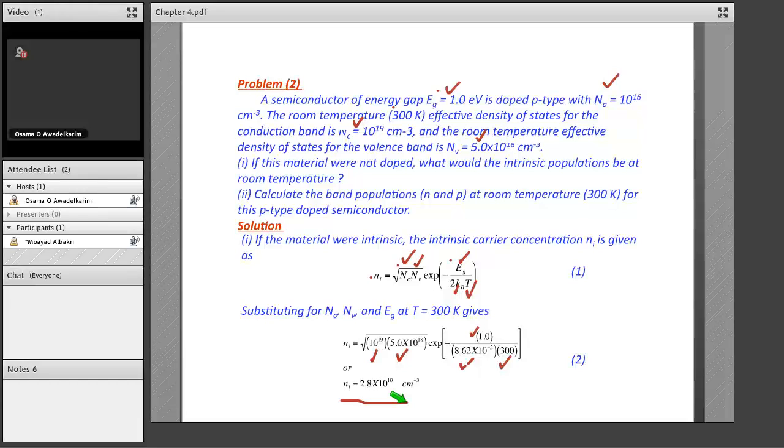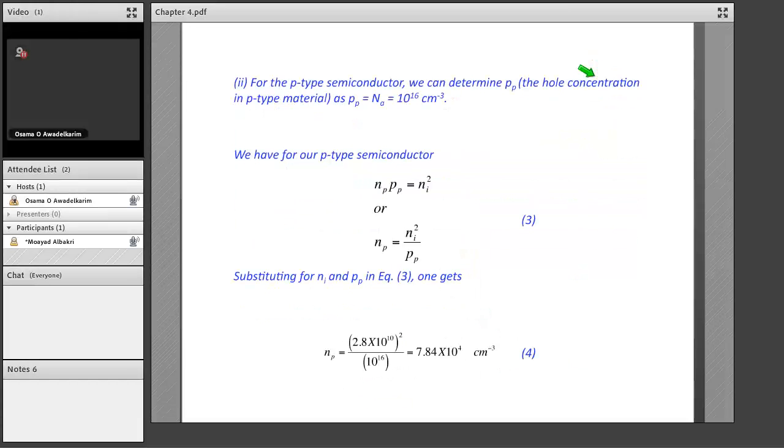Now, this gives us a resistance of the order of hundreds of kilo ohms for this material. Now, the next question is to calculate the band populations N and P at room temperature for this p-type doped semiconductor. Now we want to dope it with Na. So what is the carrier concentration? So we go to this part.